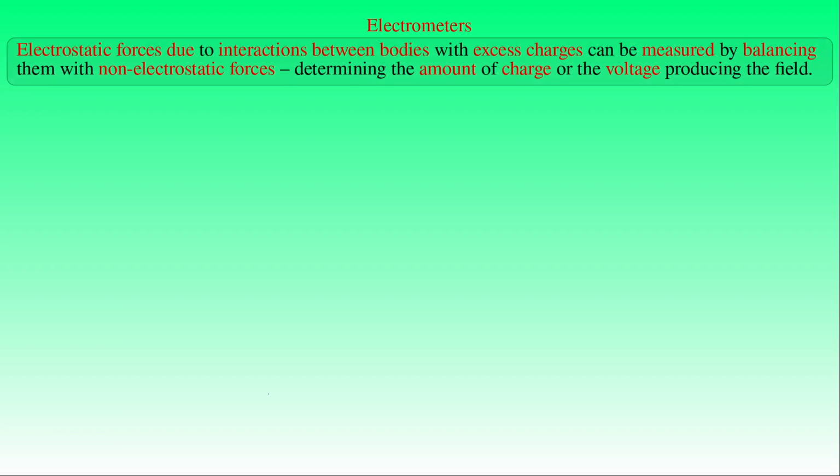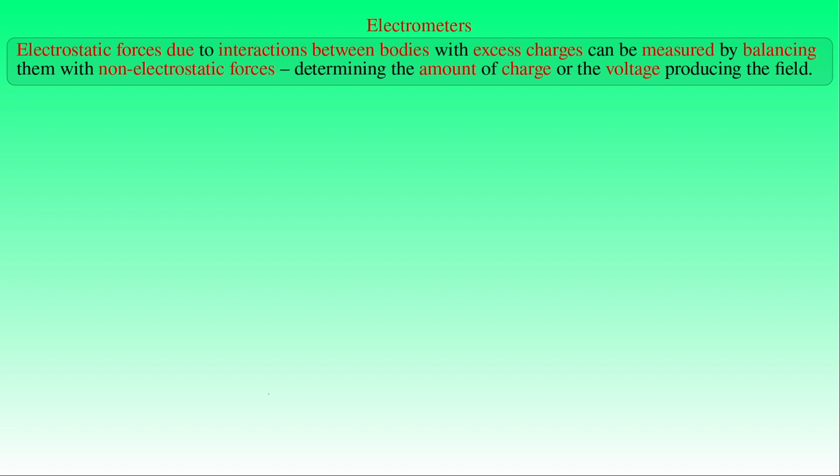Thomson's absolute electrometer is a specimen of a broader class of devices, where electrostatic forces due to the interaction between bodies with excess charges can be measured by balancing them with non-electrostatic forces. As a result, the amount of electric charge or voltage producing the electrostatic field can also be determined. A measuring device based on this principle is called an electrometer, which is the version of electroscopes allowing one to perform quantitative measurements of electric charge.